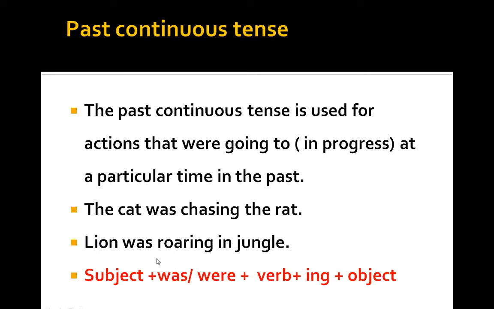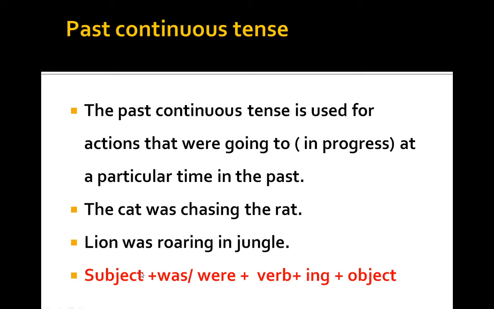Again, instead of am, is, are, do you remember that we use am, is, are in the present continuous tense, but here we should use was or were instead of am, is, are. Look at that formula. We use was or were after the subject, and then verb plus ing, meaning the ing form of the verb, and last the object.